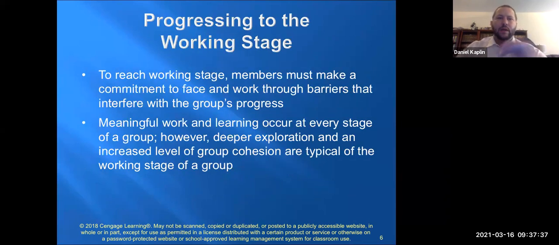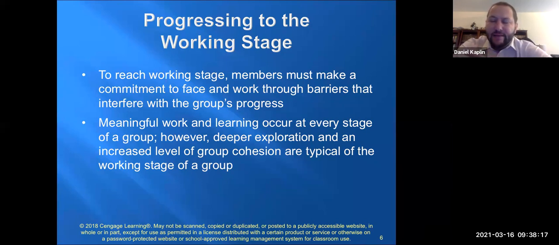All right. But to reach the working stage, members must make a commitment to work through challenges and face issues and barriers that are interfering with the group's progress. So there has to be an openness for change. There has to be a willingness to receive criticism and work on any resistance or unwritten agendas, or hidden agendas, that a person has. So it's important to commit that you're going to look at those.